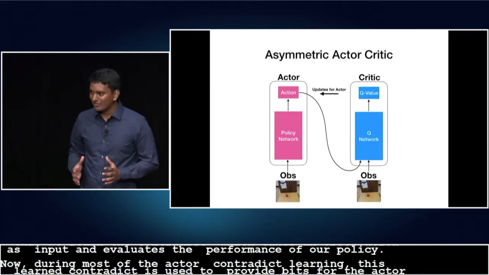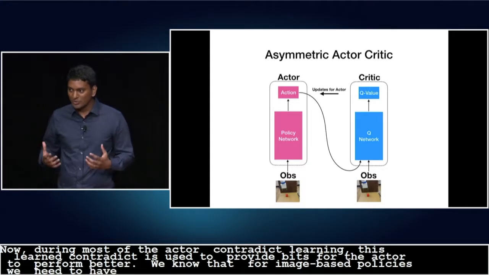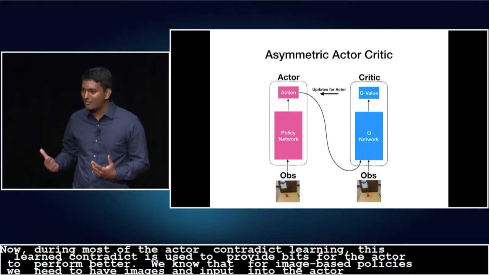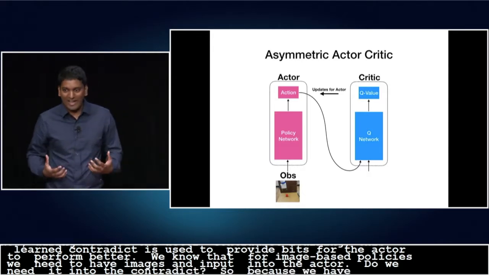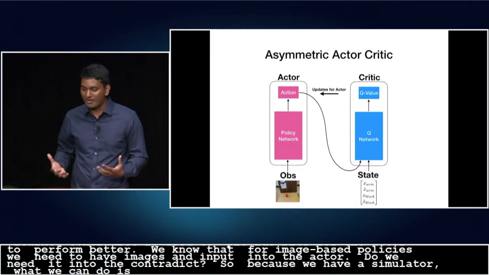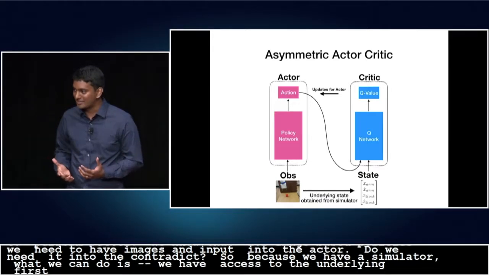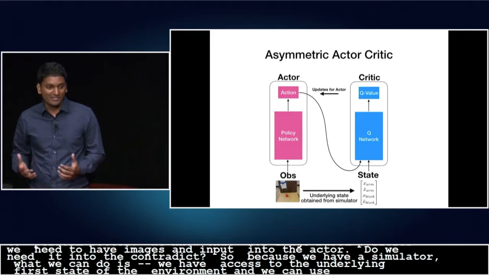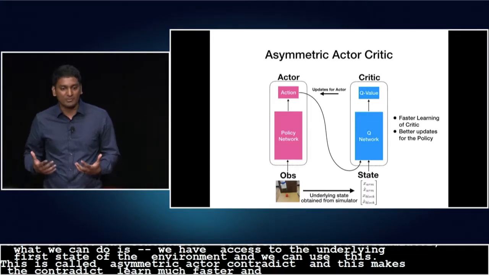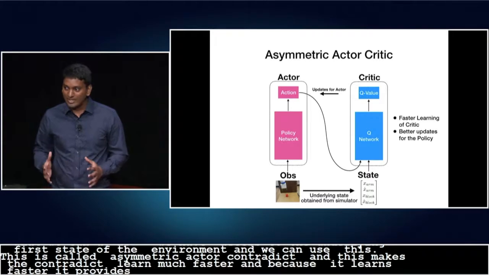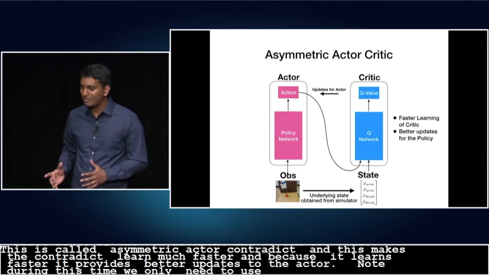So we note that for image-based policies, we need to have images as input into the actor. But do we really need images as input into the critic? Because we have a simulator, we have access to the underlying full state of the environment, and we can directly use this as input into the critic. This is called Asymmetric Actor Critic, and we show that this makes the critic learn much faster. And because it learns faster, it provides much better updates to the actor.